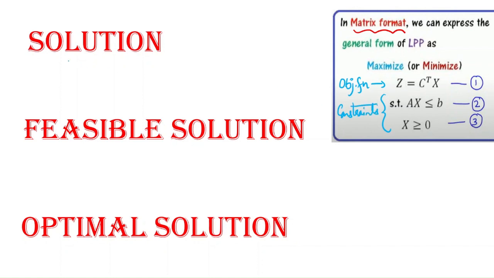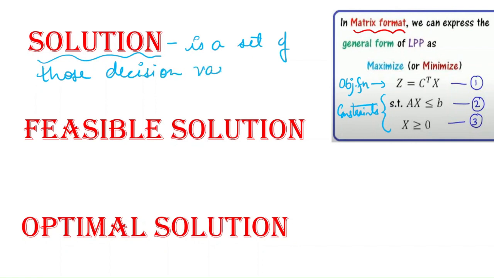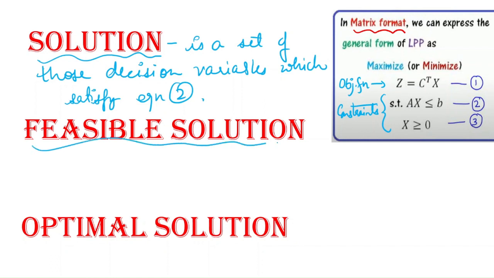Now, what is a solution? A solution consists of those decision variables which satisfy the equation number 2. That means which satisfy Ax is less than or equal to b, one of the constraints. So solution is a set of those decision variables which satisfy equation 2.